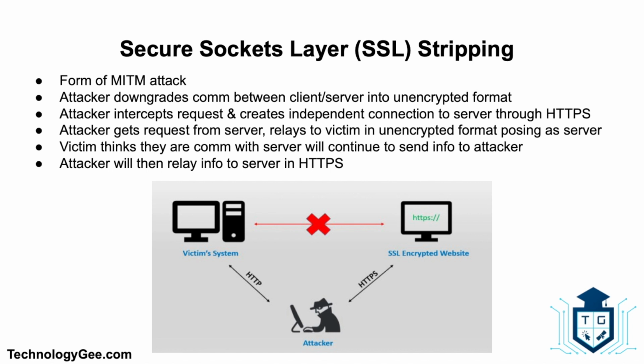When a victim wants to connect to a server, the attacker intercepts the request and creates an independent, legitimate connection to the server through HTTPS protocol. When the attacker receives the server's response, they relay it to the victim in an unencrypted format, posing as the server. The victim, thinking that they are communicating with the legitimate party, will continue to send information to the attacker, who will then relay it to the server in HTTPS.